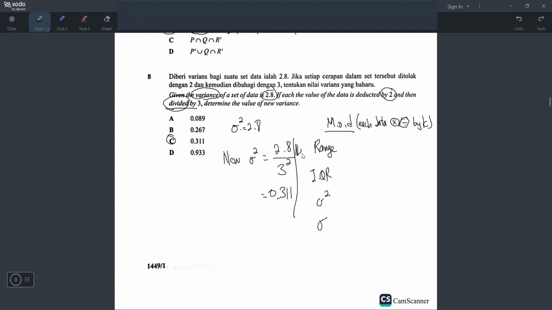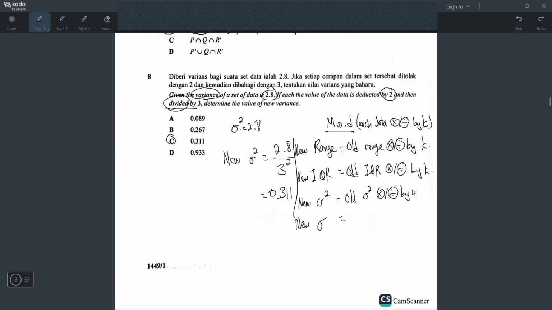What will happen to your new range? What happens to your new interquartile range? What happens to your new variance? What happens to your new standard deviation? You just take the old range times K, or divide, depending on the situation. For the new interquartile range, you take the old interquartile range and multiply or divide by K. But for variance, it's a bit special, because you have to multiply or divide by K squared.